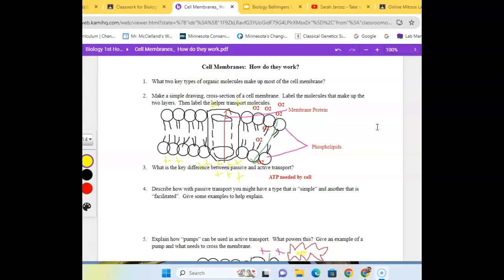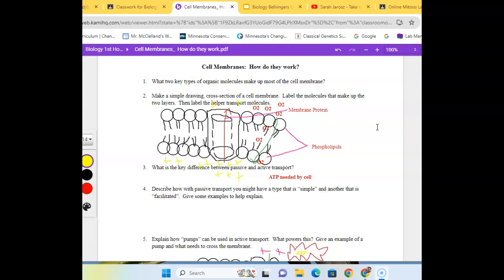To make a simple diagram or drawing, I just used the drawing tools and the Shapes tool on Kami and was able to put this together. And so I've labeled the 2 molecules that are necessary.